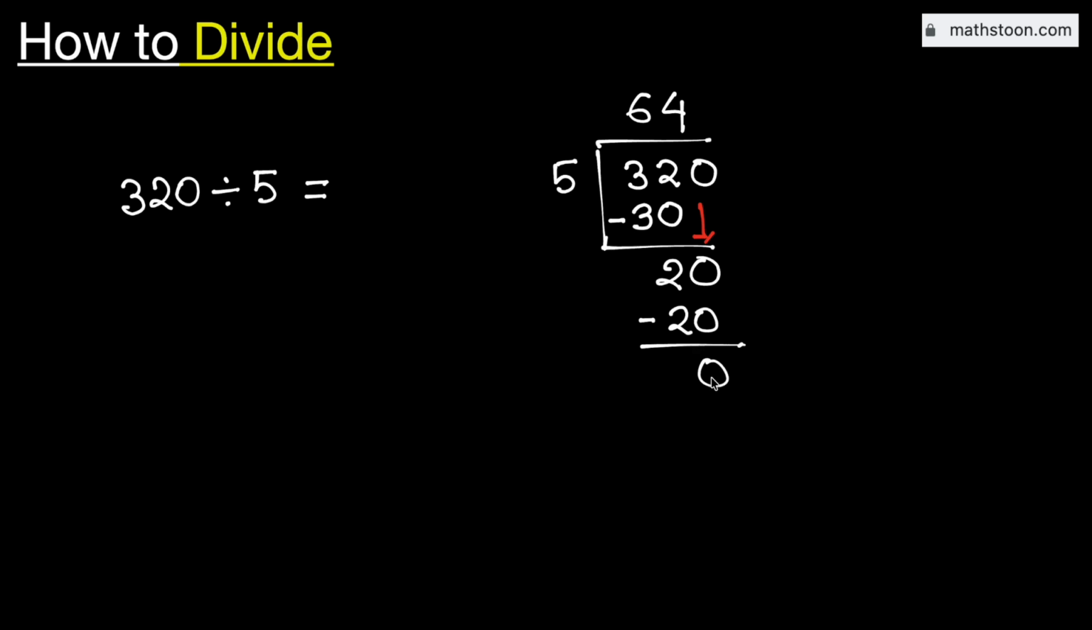As we have got the number 0 and we have no number to bring down here, so we will stop. Therefore, 320 divided by 5 is equal to 64. And this is our final answer.